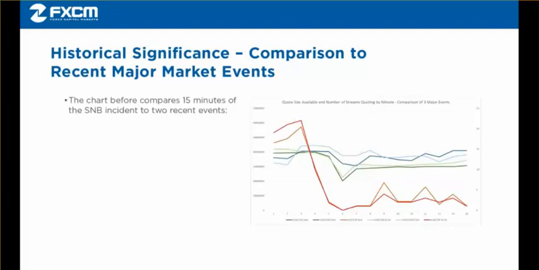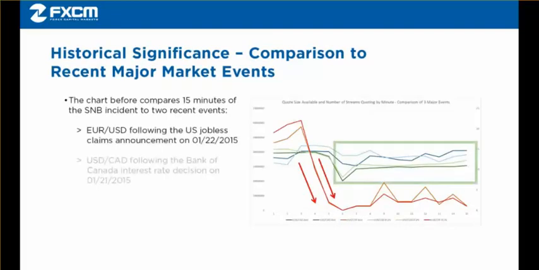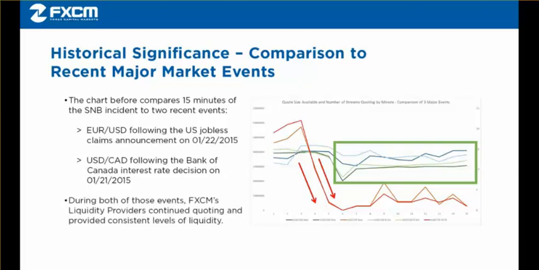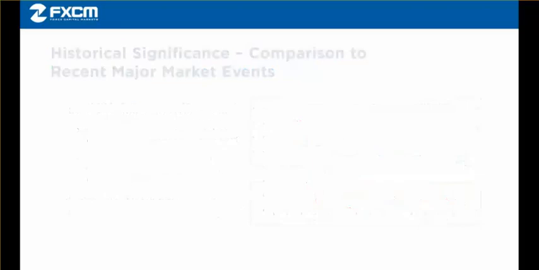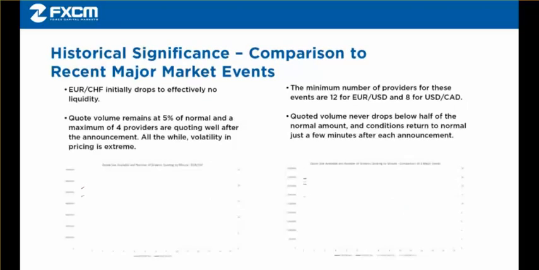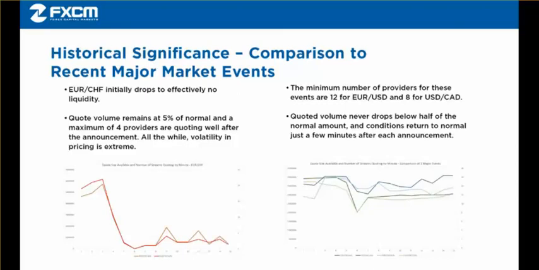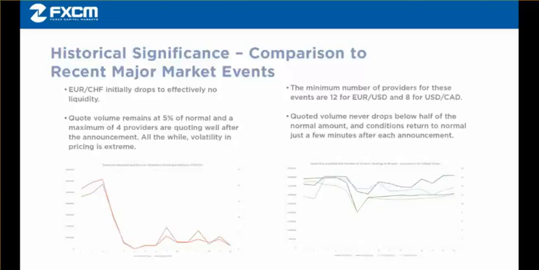Historical significance. This chart shows how severe the decline in available liquidity was compared with recent major market events from 2015, effectively showing that available liquidity in Euro-Swiss dropped to zero. Following the previous slide, here you more clearly see the comparison side by side in available liquidity in Euro-Swiss for the SNB event compared to Euro-Dollar and Dollar-CAD during jobless claims and the Bank of Canada rate decision. This again exemplifies the complete lack of liquidity available across the market in Euro-Swiss compared to other recent market-moving events.